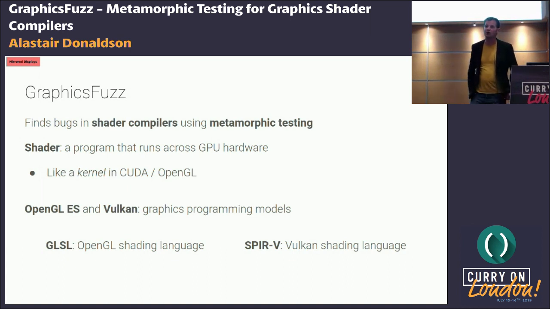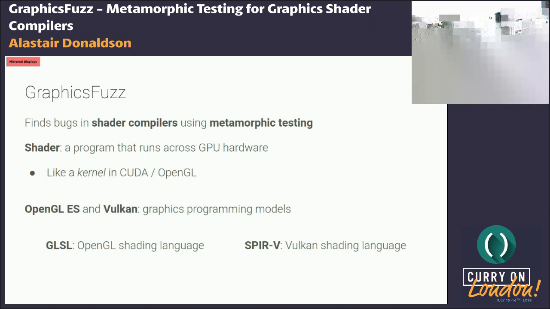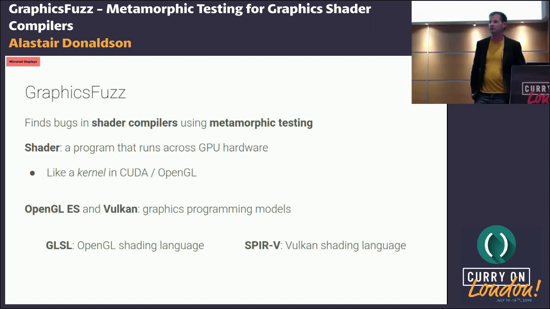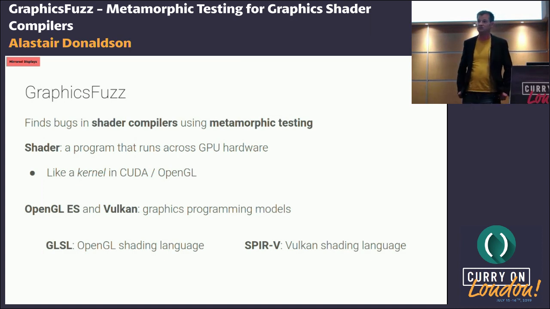Each of these programming models has its own shading language. There's a language called GLSL, which is the OpenGL shading language. And there's a language called SPIR-V, which is the Vulkan shading language. So those are the shading languages we've been targeting in our work.